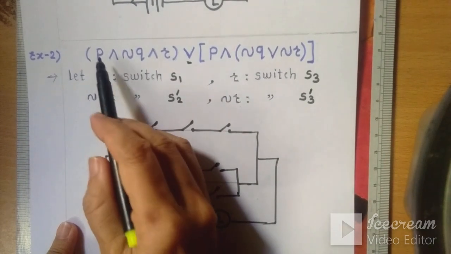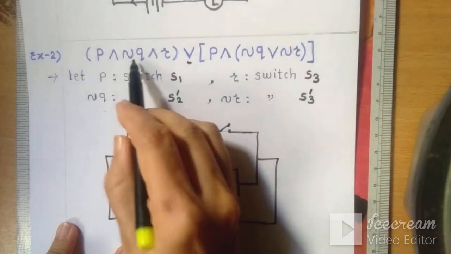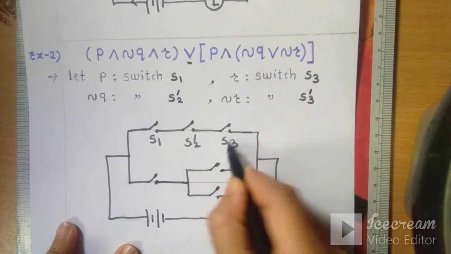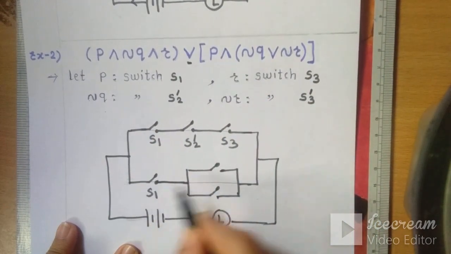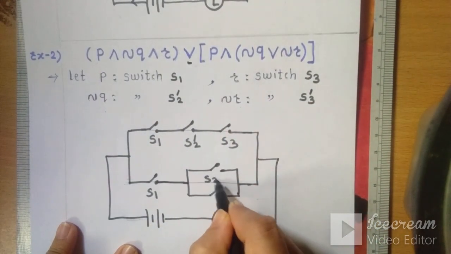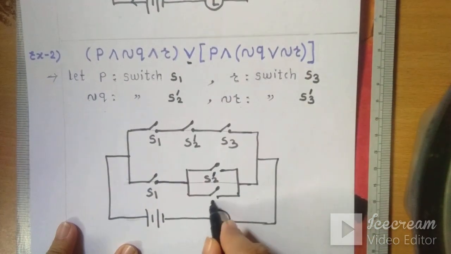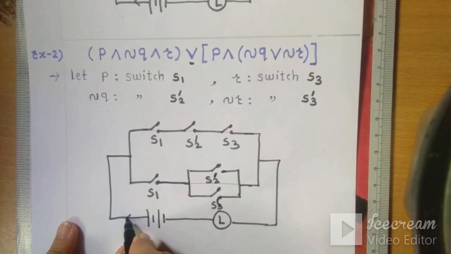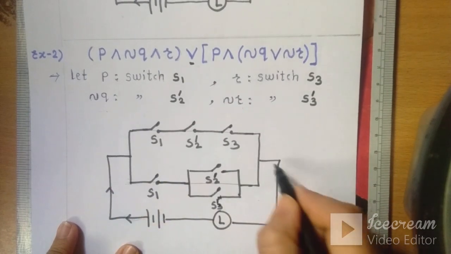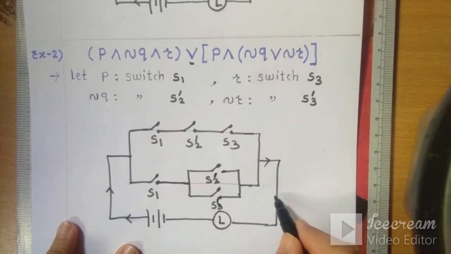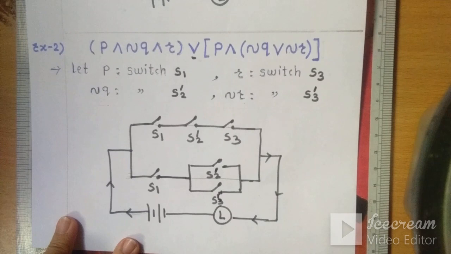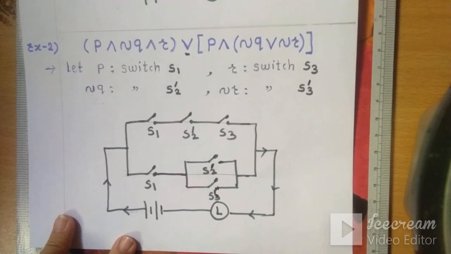Now give the name. First one P means S1, negation Q means S2 dash, R means S3, then P means S1, negation Q means S2 dash, negation R means S3 dash, and show the flow of current like this starting from positive end, and this is the required circuit for the second example.